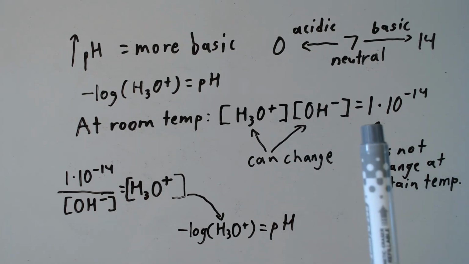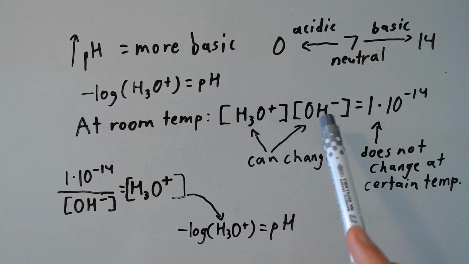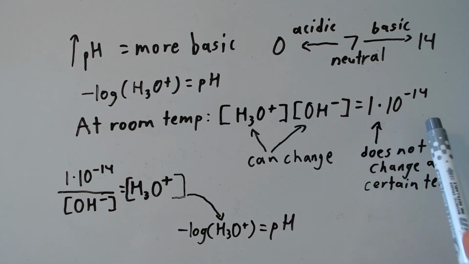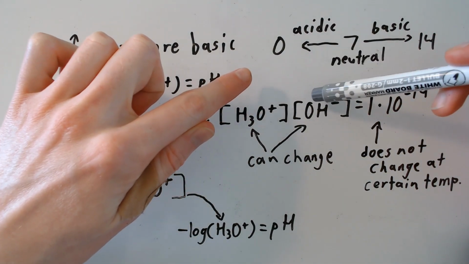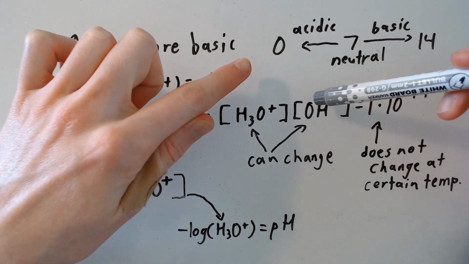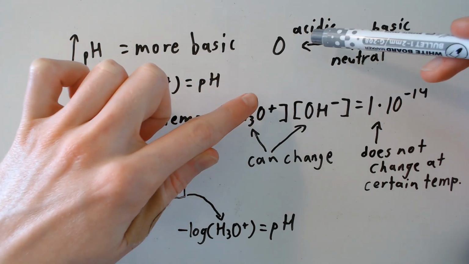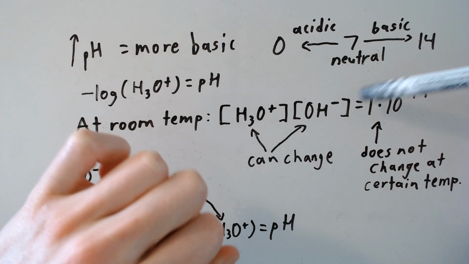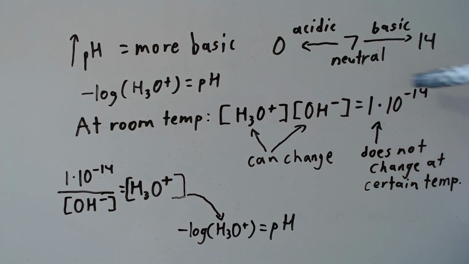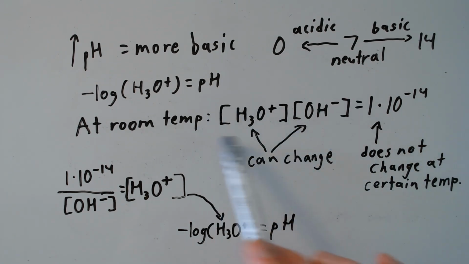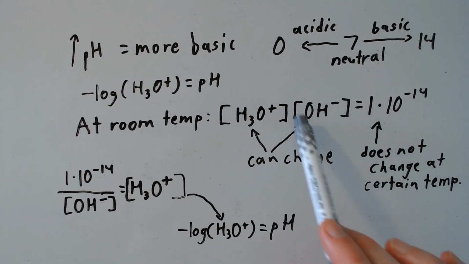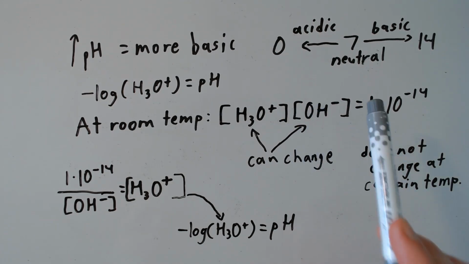And these concentrations, the OH- and the H3O+, can change, but this 1 times 10 to the negative 14 never changes. So if the H3O+ rises, then the OH- has to go down. Or if the H3O+ gets lower, then the OH- has to go up, because this product right here, 1 times 10 to the negative 14, never changes. And from this rule, we can obtain the concentration of H3O+, knowing the concentration of OH- from the base, so that we could figure out the pH.